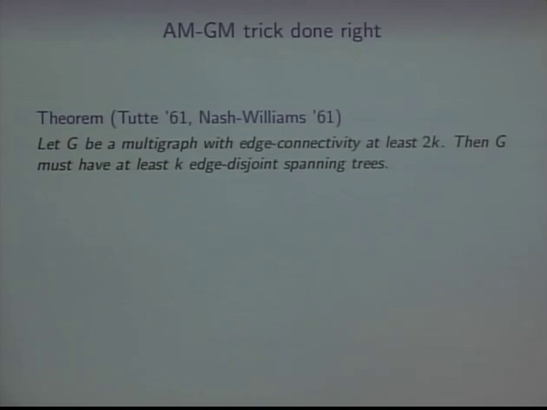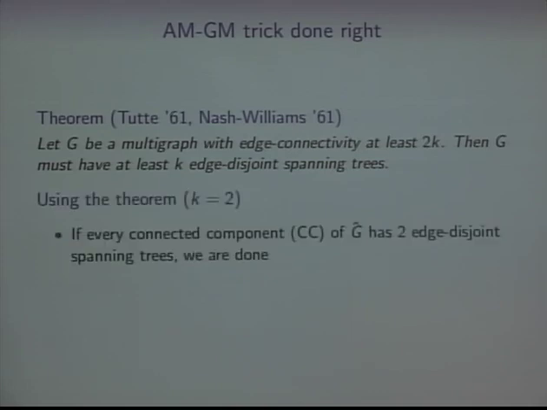Meaning, what is edge connectivity 2k? Every cut in the graph has at least 2k edges crossing it. Okay. I claim that if every connected component of the dot product graph has 2 edge disjoint spanning trees, we're done.